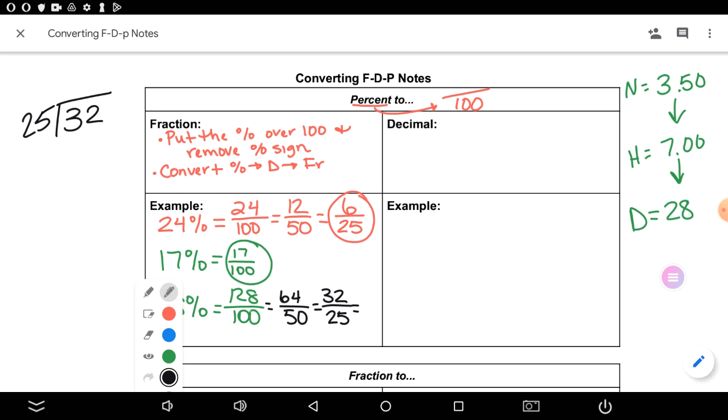How many times does 25 go into 32, Logan? Once. So we get 7 left over. Callan, what do I do with all of that? Put it as a mixed number as 1, so the remainder becomes our numerator. The denominator stays the same. So this is 1 and 7/25.